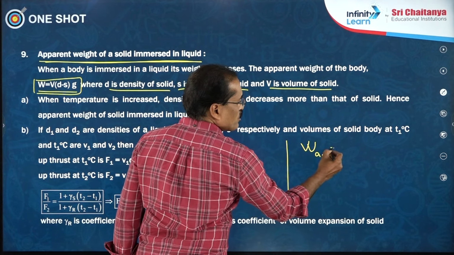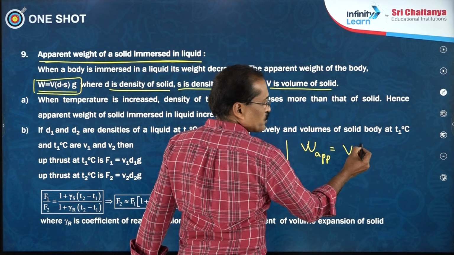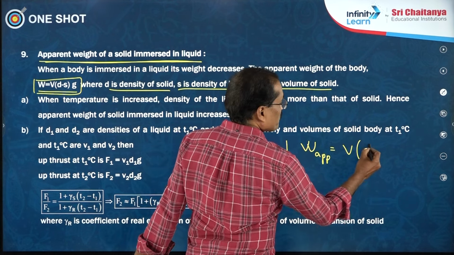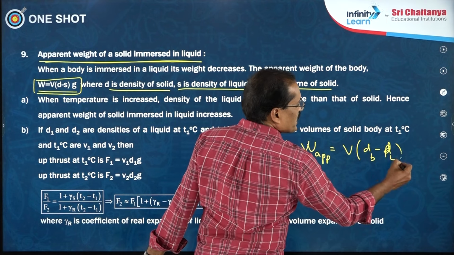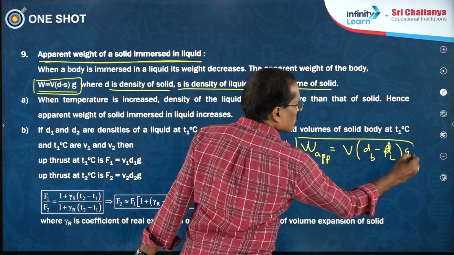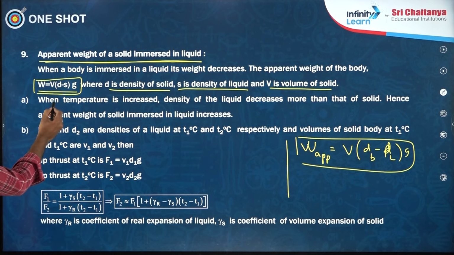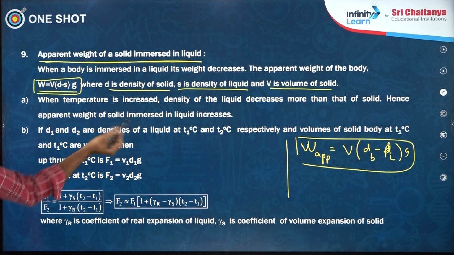Real weight is equal to mg, that you know. Similarly, apparent weight is equal to V into density of the body minus density of liquid into G. This we can also remember here, right. From that we can calculate, because once the density changes, naturally that apparent weight changes, right, and we are going to do one problem, that is the formula for this.